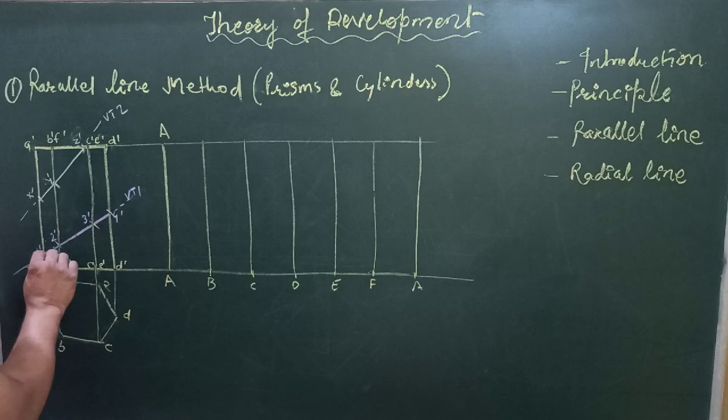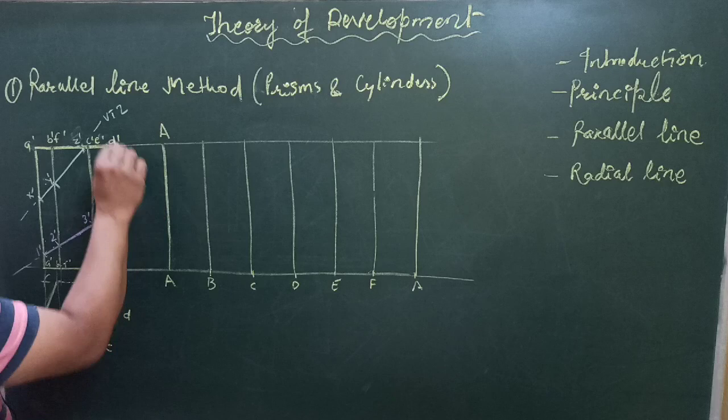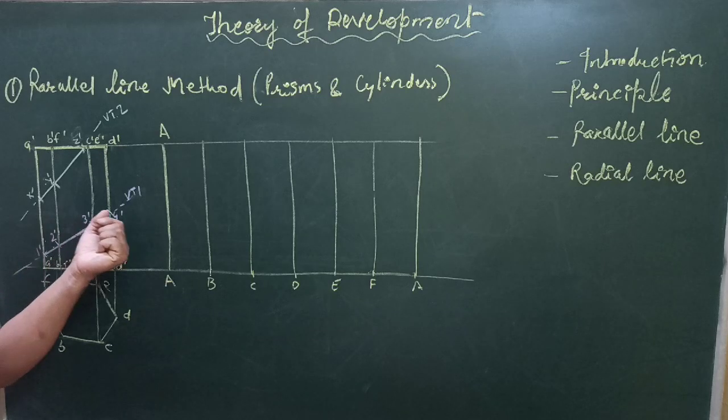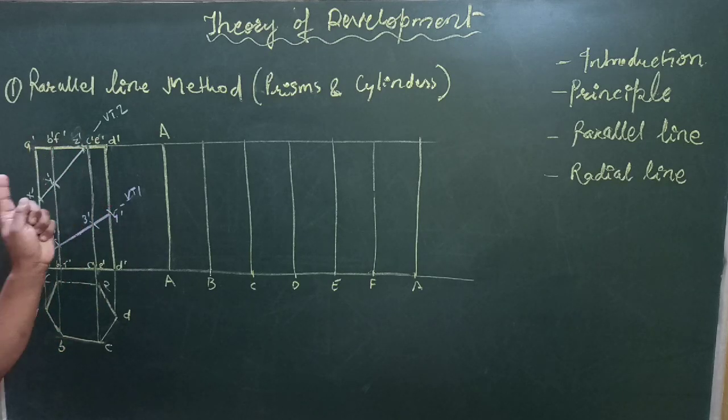Here it is, cutting only the lateral edges. Let us consider a prism which has been cut by two cutting planes like this. First cutting plane VT1, second cutting plane VT2. The cut points from VT1 are 1 dash, 2 dash, 3 dash and 4 dash, while the cut points by VT2 are X dash, Y dash and Z dash.